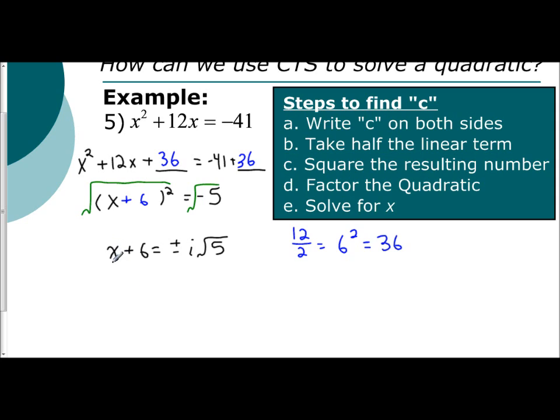And then we have to solve from there. We want to get the x by itself, so we're going to subtract 6. If I subtract 6, that makes it negative on the right side. Put it in front of the plus or minus i radical 5. And that is your answer.